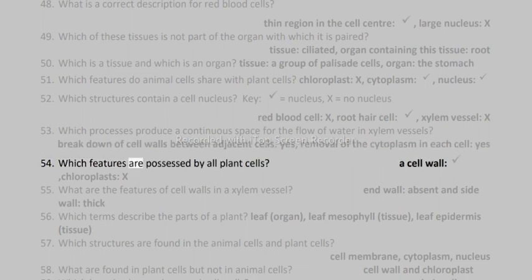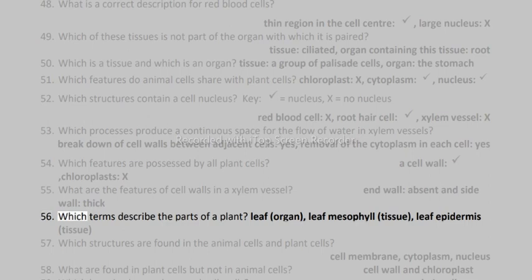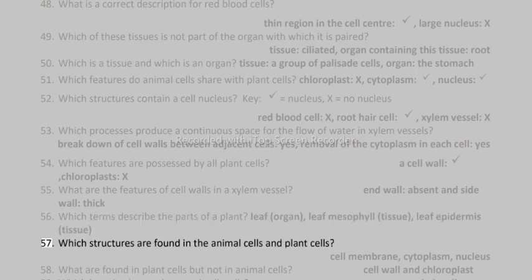54. Which features are possessed by all plant cells? A cell wall, chloroplasts X. 55. What are the features of cell walls in a xylem vessel? End wall absent and side wall thick. 56. Which terms describe the parts of a plant? Leaf, organ; leaf mesophyll, tissue; leaf epidermis, tissue.